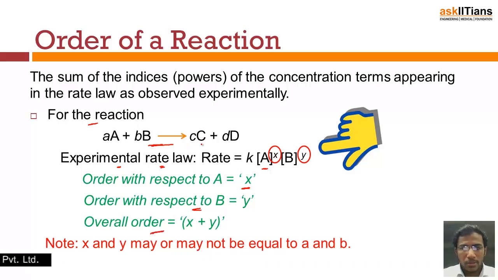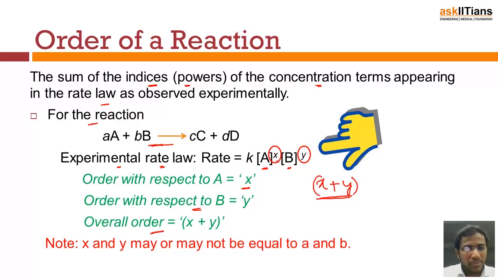And the sum of these two is the overall order or total order of the reaction. So order means it is the sum of the powers or indices of the concentration terms appearing in the rate law expression. If you know the rate law expression for a given chemical equation, then you can add the powers or exponents, and that will give the order of the reaction. So for this equation, the order of the reaction is X plus Y, which is the sum of the powers of the concentration terms of the reactants, that is A and B.